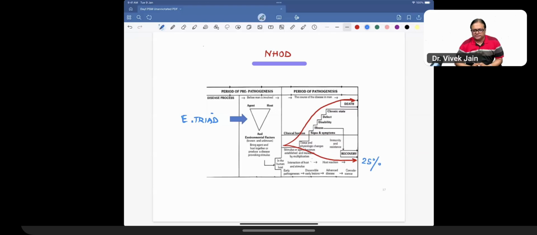Different answers we are getting. Both are in the different choices. Causative agent is replaced by causative factor, not risk factor. Please be very careful, right? Okay.